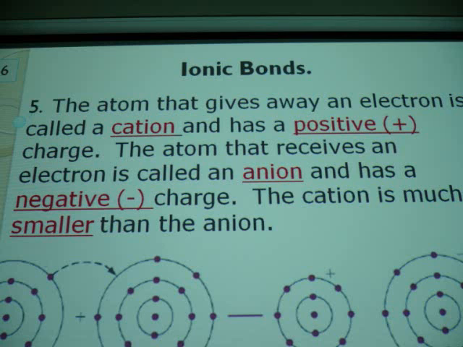A cation is always smaller. Because the anion has done what? He gained electrons. He's going to be bigger. Because when you pick one up, it's always going to be bigger. That's the rule. Makes sense to me.